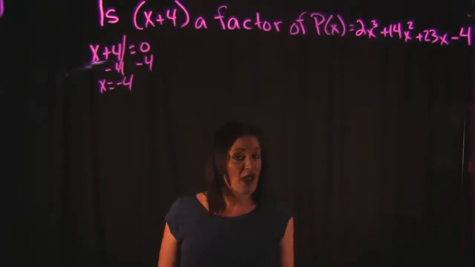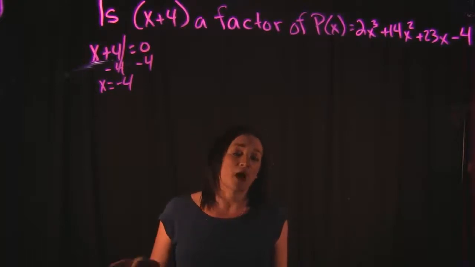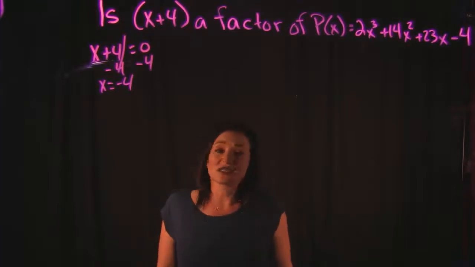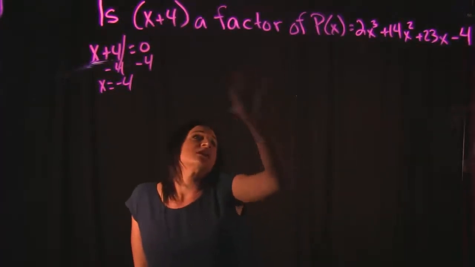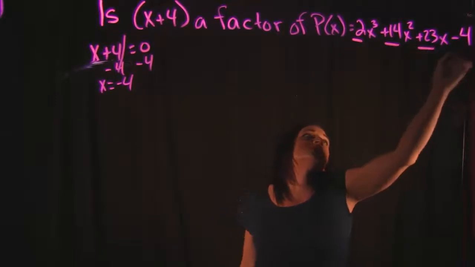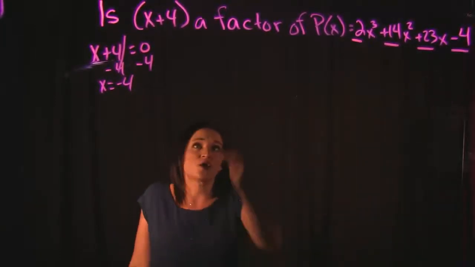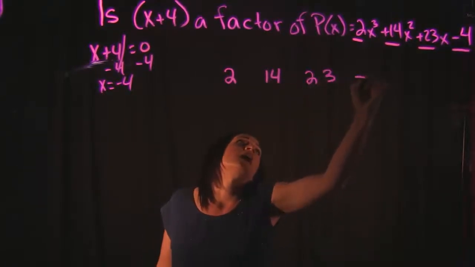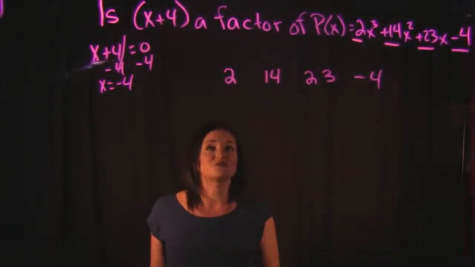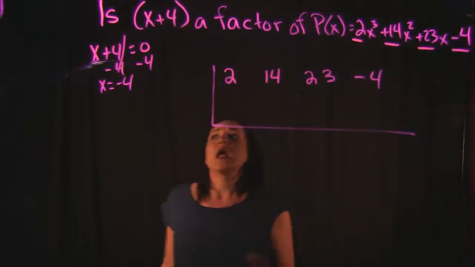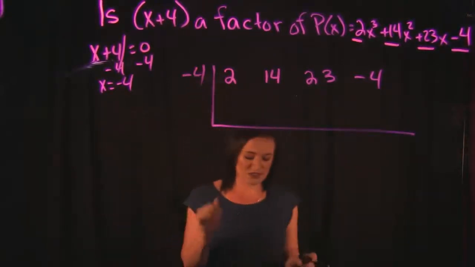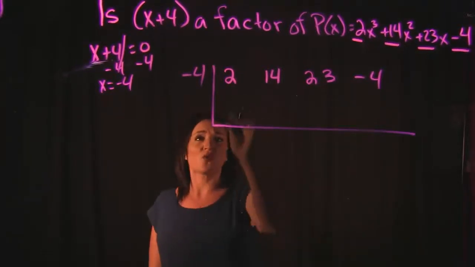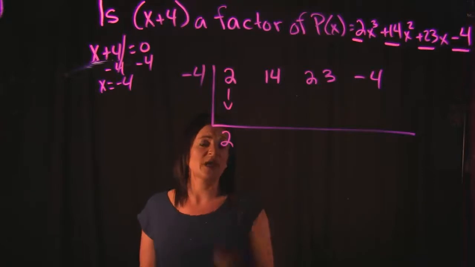Is negative 4 a solution to this equation? We're going to find out. We're going to test negative 4 by using synthetic division. To set up synthetic division, remember we are focusing on the coefficients of our polynomial. So we have a 2, a 14, a 23, and a negative 4. Just write them out spaced like that. We're testing negative 4, so negative 4 is going to go on the outside here. Remember, in synthetic division we always drop down the first one, so we're dropping down that 2.